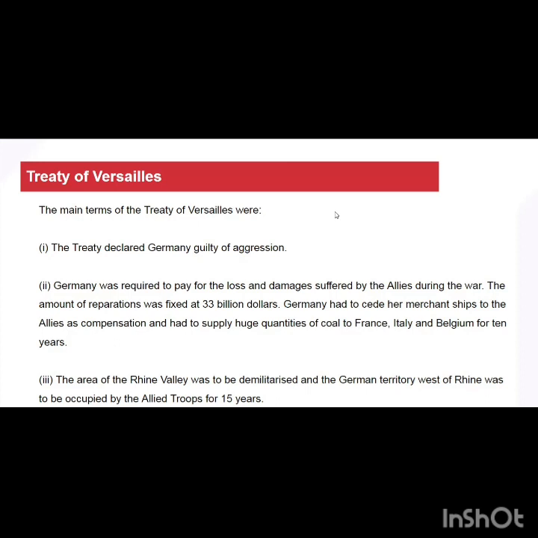Next important thing, Germany had to supply huge quantities of coal to France, Belgium, and Italy for the next 10 years. Okay, so for the next 10 years, Germany had to supply coal to these three countries.